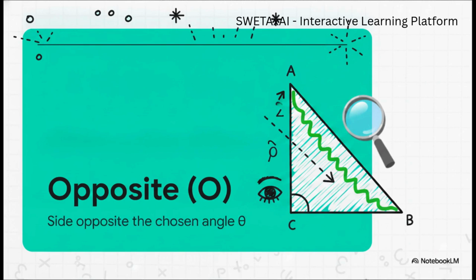Next up is the opposite side. Now, unlike the hypotenuse, this one is completely relative to your chosen angle, which we usually call theta. Once you pick the angle you're working with, the opposite side is, well, exactly what it sounds like. It's the side on the far end, all the way across the triangle, staring right back at you.